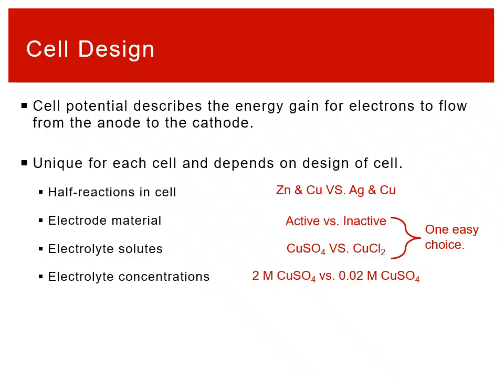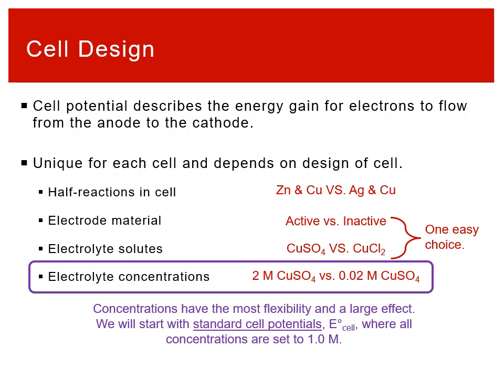Say you're going to use copper 2 sulfate. Do you do 2 molar or do you do 0.02 molar? What do you set it as? There's going to be a huge flexibility for this, and it can potentially have a really big effect, that will be here for a later video.